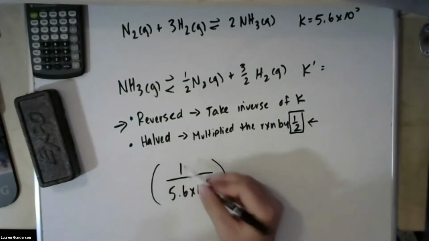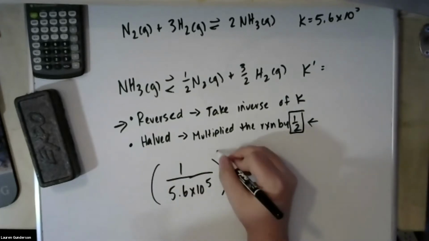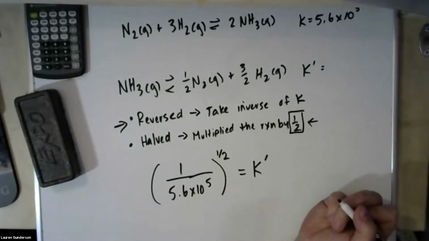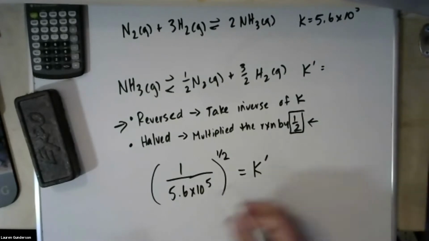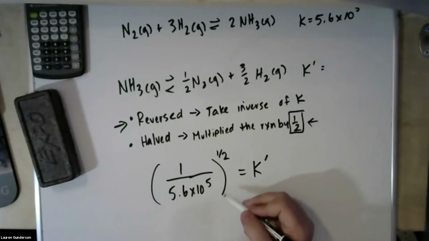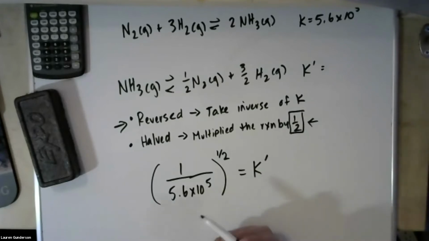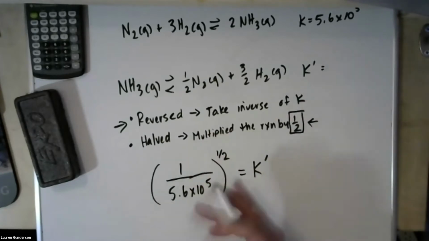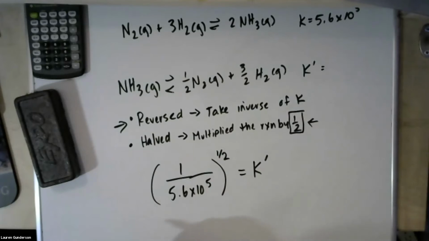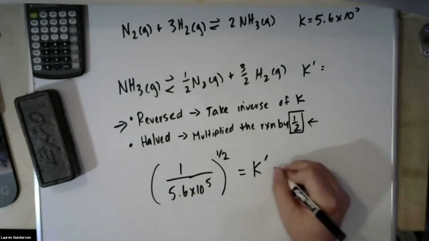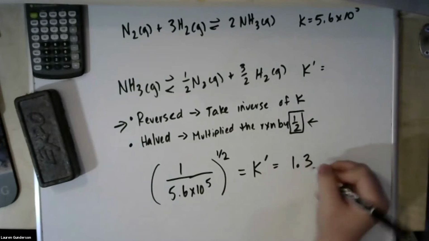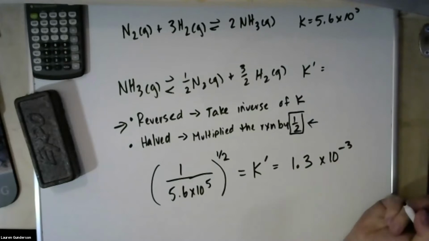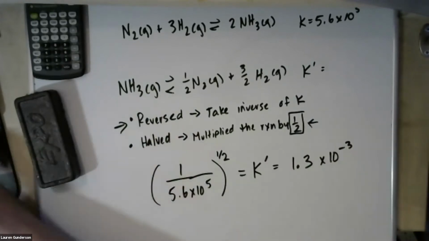Okay, and then I'm going to take this value and I'm going to raise it to 1/2. And that's going to be my new K value. All right, now when you throw this into your calculator, and I would recommend trying it out, because when you have these exponents that are on the bottom of the fractions and you're raising things to fractions, sometimes the calculator work there gets a little bit complicated. So you should be able to calculate this out to 1.3 times 10 to the negative 3. Okay.